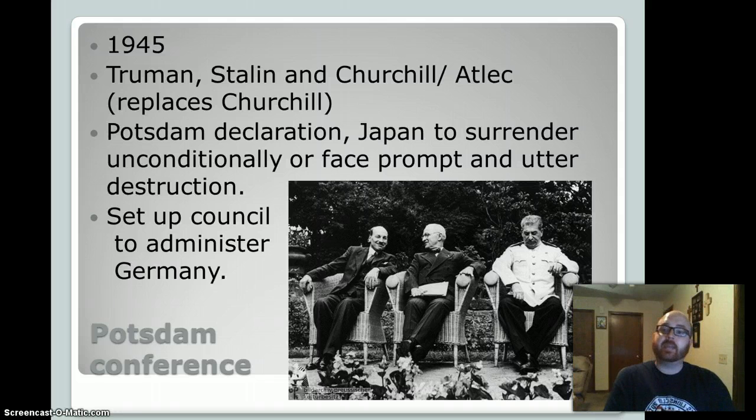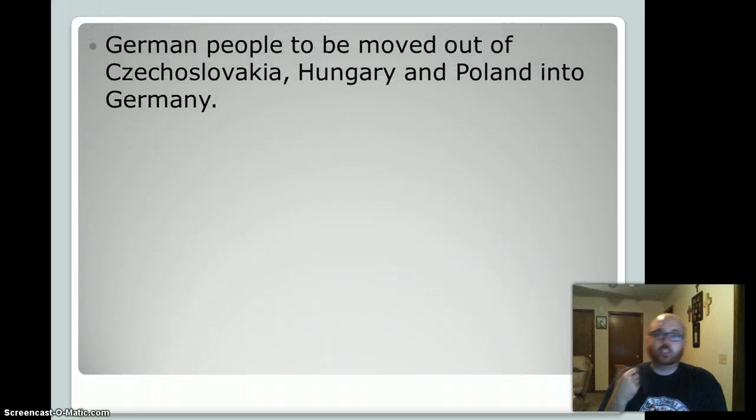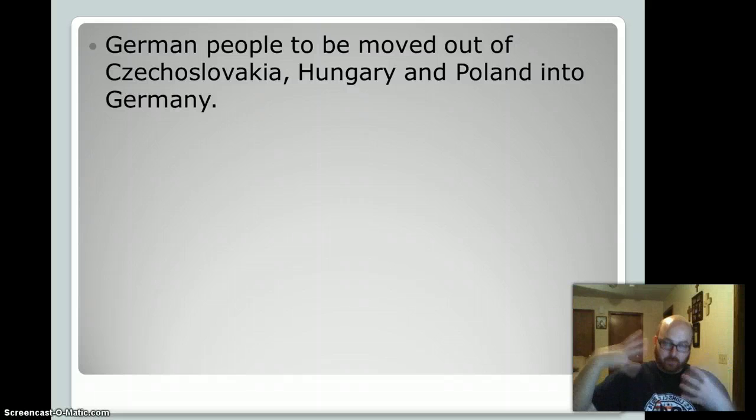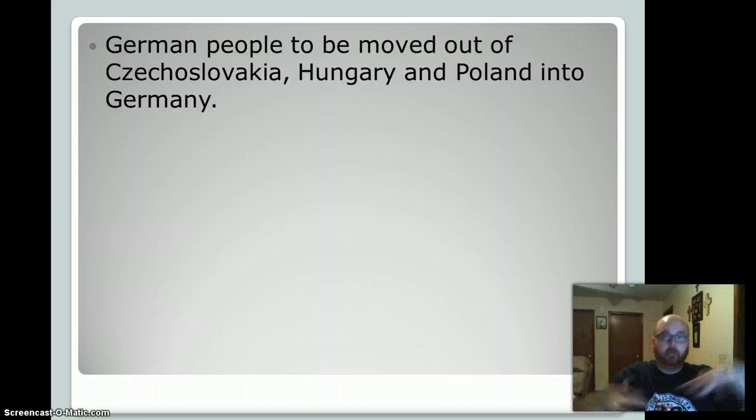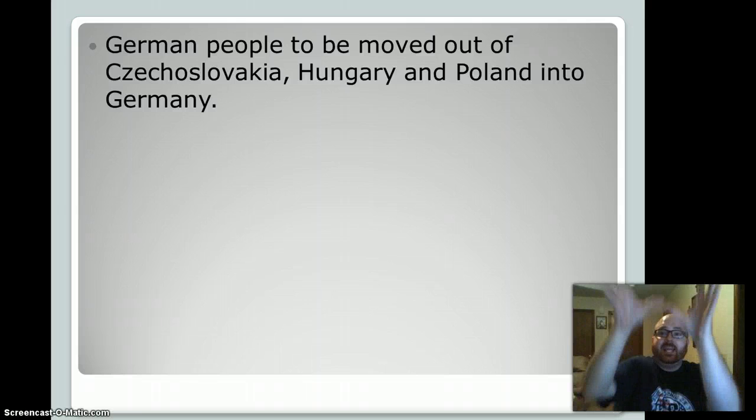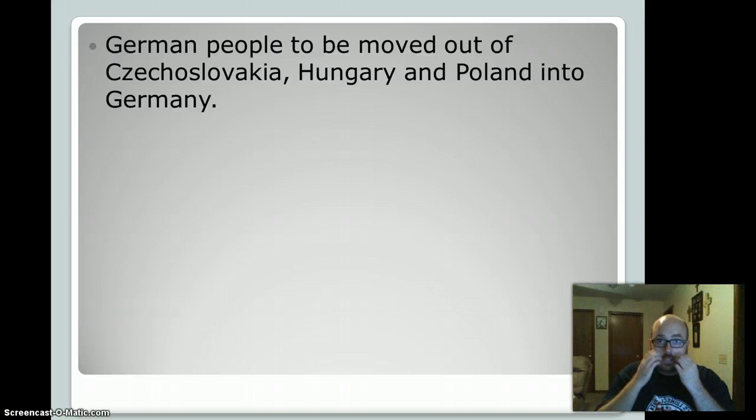All right, it's going to set up a council to administer Germany. Who's going to be in charge of the 4 militarized zones of the new Germany after this war is over? German people are to be moved out of Czechoslovakia, Hungary, and Poland, all moved into Germany. Remember, Hitler wanted a big German empire of all German people. We're going to move those German people into Germany.